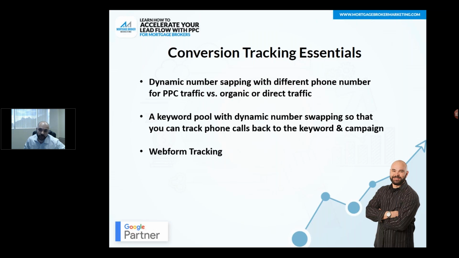Web form tracking. If there's a web form on your landing page and someone fills it out, how do you track that? There are ways to do it. Someone would fill out a form, and they might get taken to another page on your website that thanks them for filling out that form.